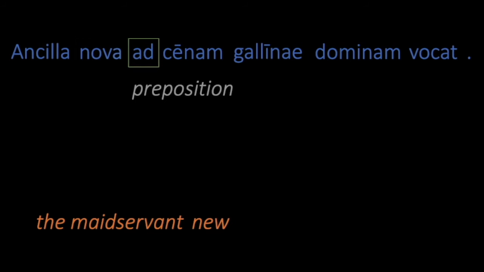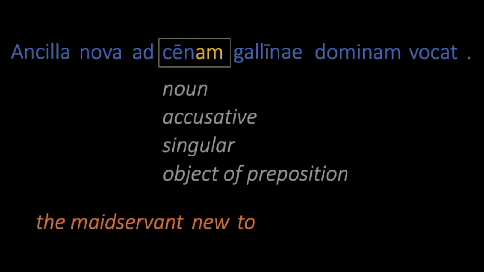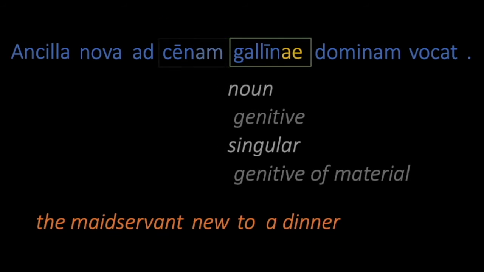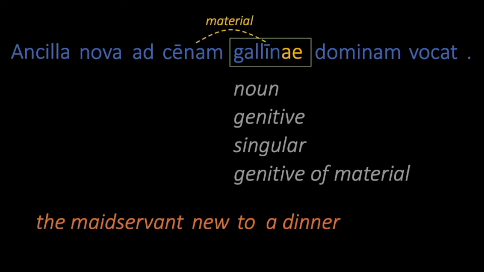Ad is a preposition that means to. Canam is accusative singular and the object of ad. We translate it as a dinner. Galinae is the genitive singular form. We'll follow the rule of thumb laid out earlier and translate it with a prepositional phrase using of, which will capture almost all the senses of the genitive. If we feel the need to put a label on this construction, we can call it the genitive of material, but that really has no impact on the process of translation. Its meaning, then, is of chicken.